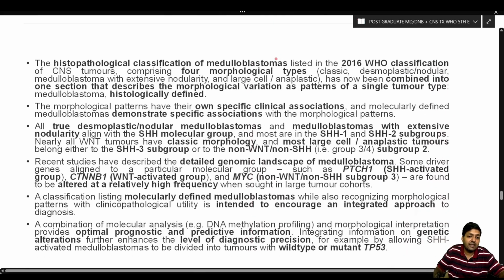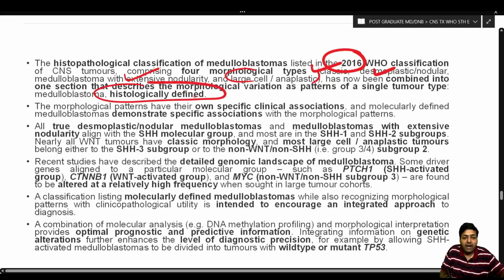Now, the histopathological classification of medulloblastoma that was listed in 2016, that is the classic, desmoplastic nodular, with extensive nodularity, and large cell anaplastic varieties, have now been combined into one section, that is medulloblastoma, histologically defined only. Okay. So morphological patterns also have their own specific clinical associations, and they also have association with molecularly defined medulloblastoma. So all true desmoplastic nodular medulloblastomas and medulloblastomas with extensive nodularity align with the SHH molecular group, and most are in the SHH1 and SHH2 subgroups. Okay, so this is very important.